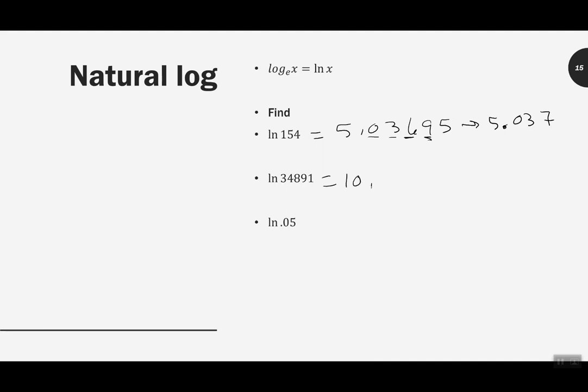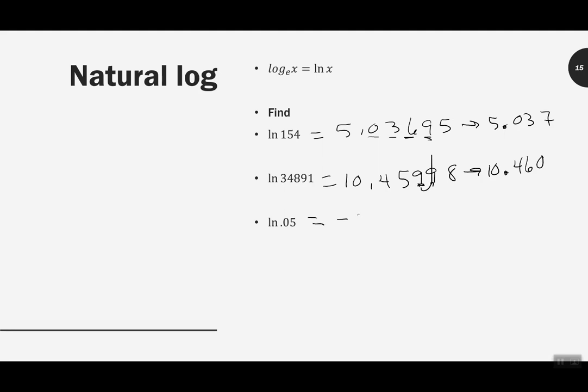Let's try again. Natural log of 34,891. It says 10.45998. All right, 1, 2, 3. Here my third number is a 9. I look beside it. I also have a 9, so that says round up. That's going to round this 9 up, which makes that one go over. So I end up with 10.460.